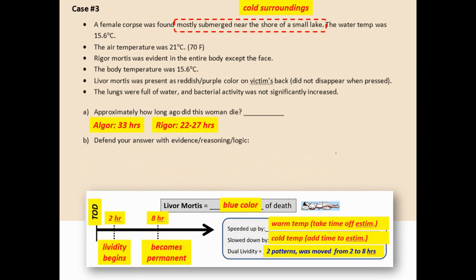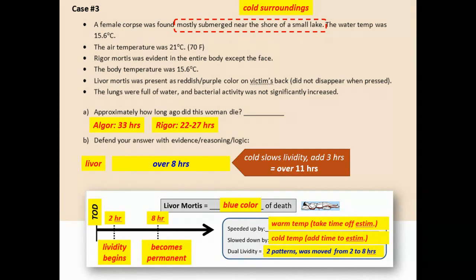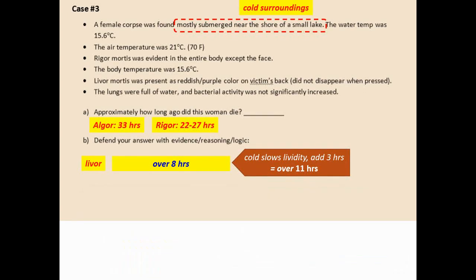Okay, now liver mortis. Liver mortis present, did not disappear when pressed. That means the liver mortis, or lividity, is permanent. Lividity tells us that it's been over 8 hours. But cold slows lividity. It makes it happen more slowly. It takes longer. So we add 3 hours to our estimate. So our lividity data tells us it's been over 11 hours.